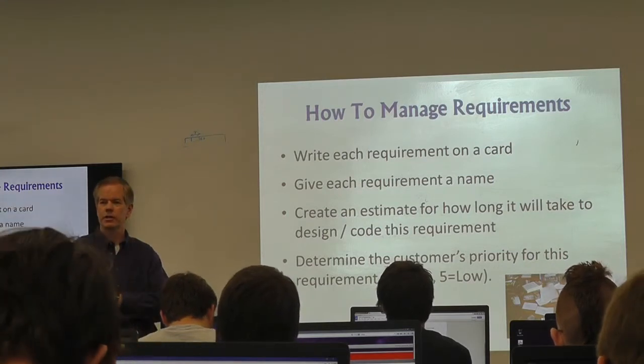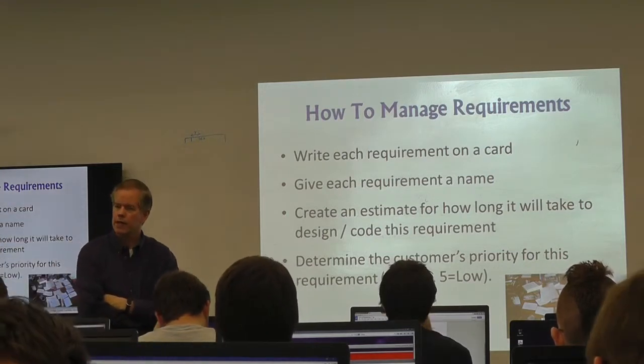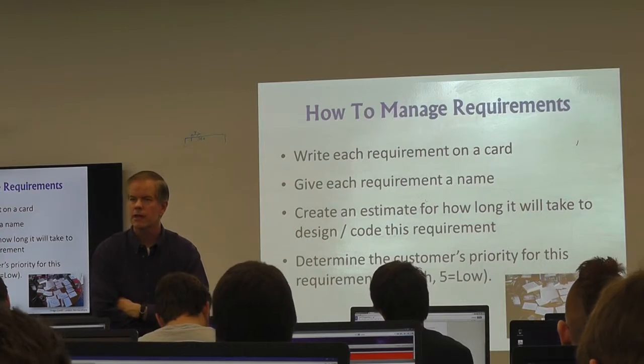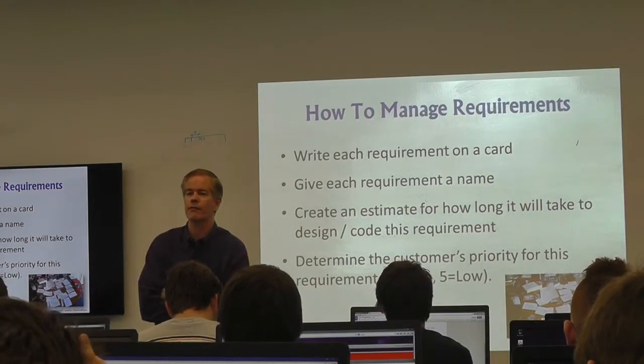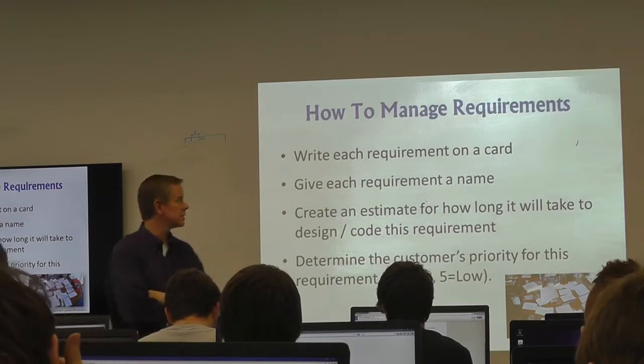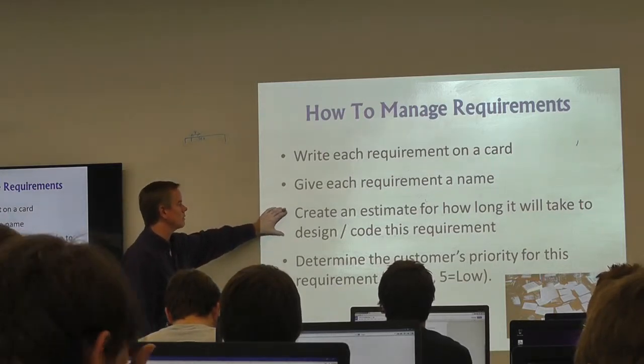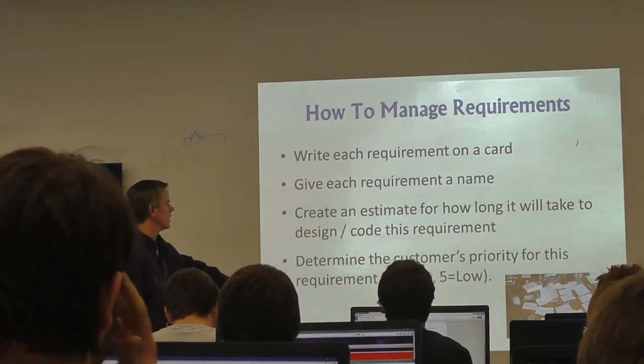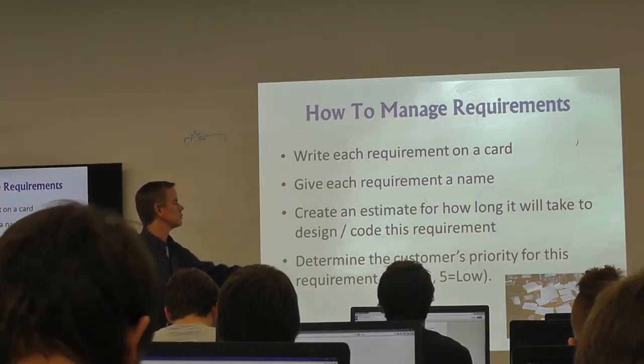I'm not actually really sure. That's a big paragraph, right? If you take the paragraph and break it into 20 requirements, then when you get half the requirements done, you can say I'm halfway done. And when you get all 20 requirements, then you can say I'm all done with that. It makes it a lot easier. Create an estimate for how long it will take to design and code this requirement. We'll talk about that here in a little bit. And then determine the customer's priority.